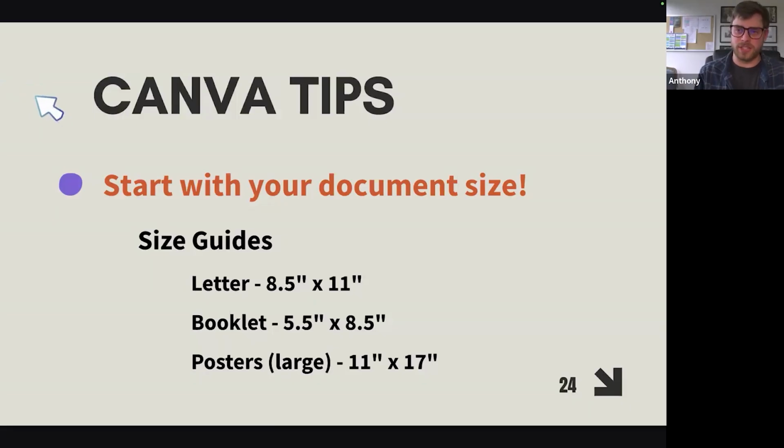For presentations, that's usually 1920 pixels by 1080 pixels. That's a standard HD screen. Most PowerPoints and presentations are using that size format. Letter documents are 8.5 inches by 11. Booklets, 5.5 by 11 if you're just printing onto a standard letter and folding it in half. Larger posters are about 11 by 17. Just some quick stats there, so it's easy to start somewhere.